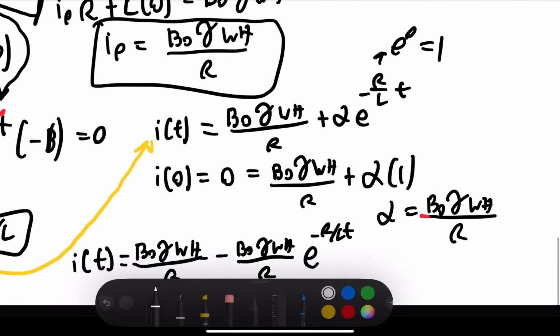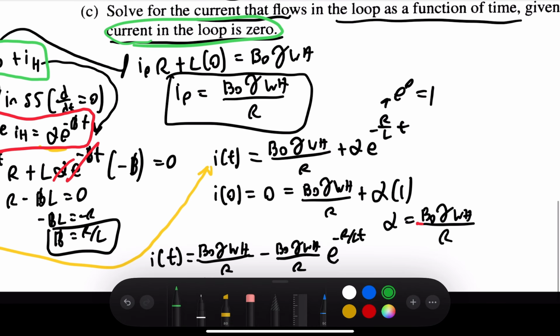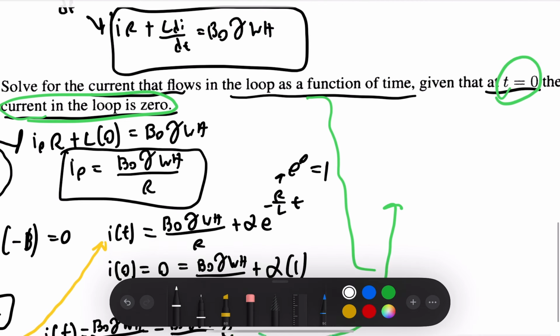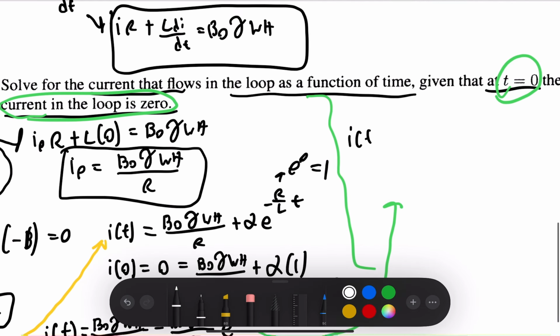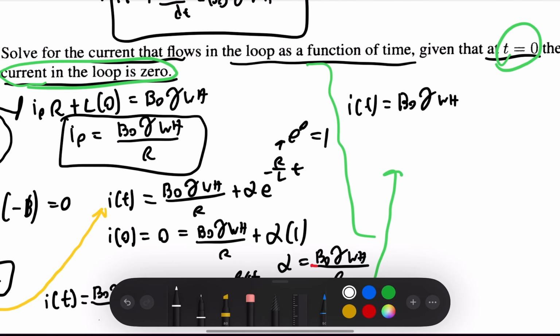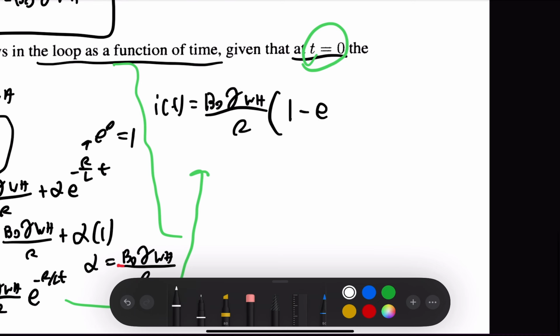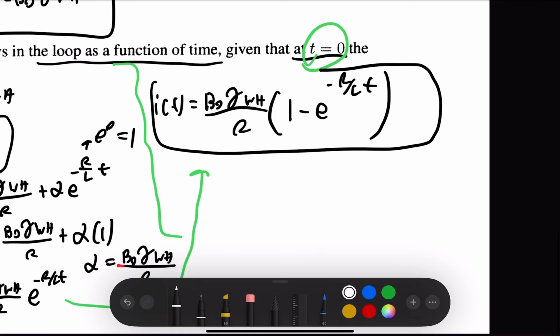Or how the answer key has it, oh, I have like no room, so let me just move it over here. The answer key has it as I sub t is equal to B naught gamma WH over R, then it's 1 minus e to the negative R over L t. That'll be the answer.